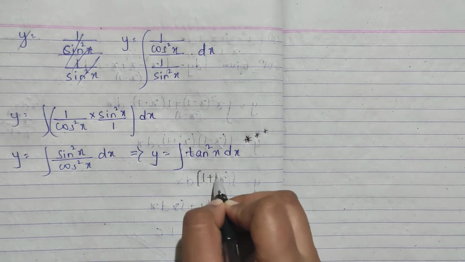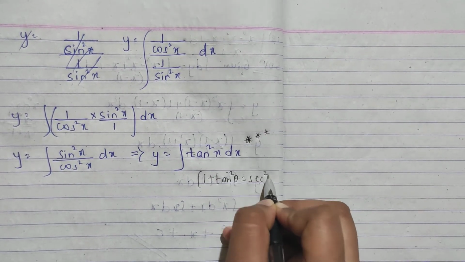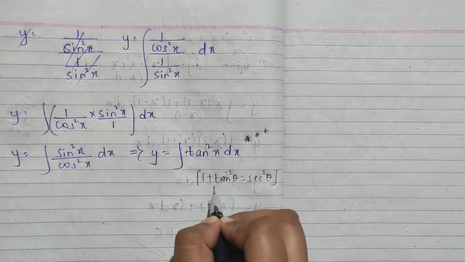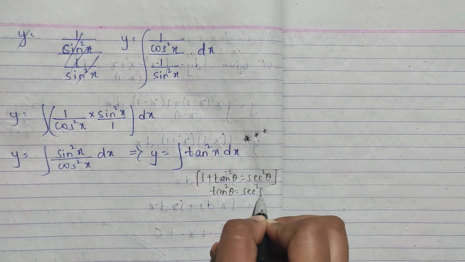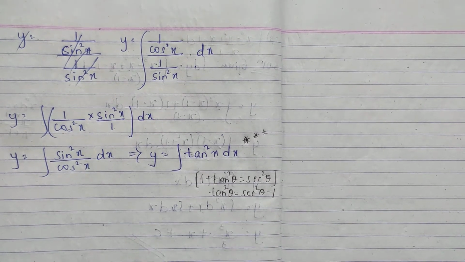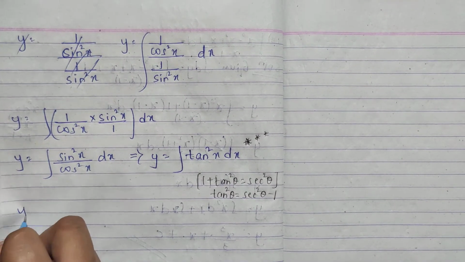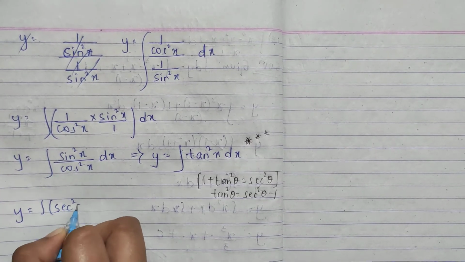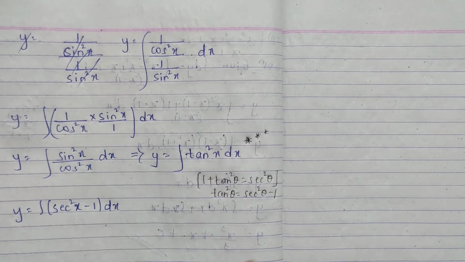You know that 1 plus tan square theta is what? Secant square theta, right? So tan square theta becomes what? If we take help of this identity, tan square theta will be secant square theta minus 1. So in place of tan square theta we will substitute this. Why? Because we know the integration of secant square theta, we know the formula. So y is equal to integration secant square x minus 1 dx.